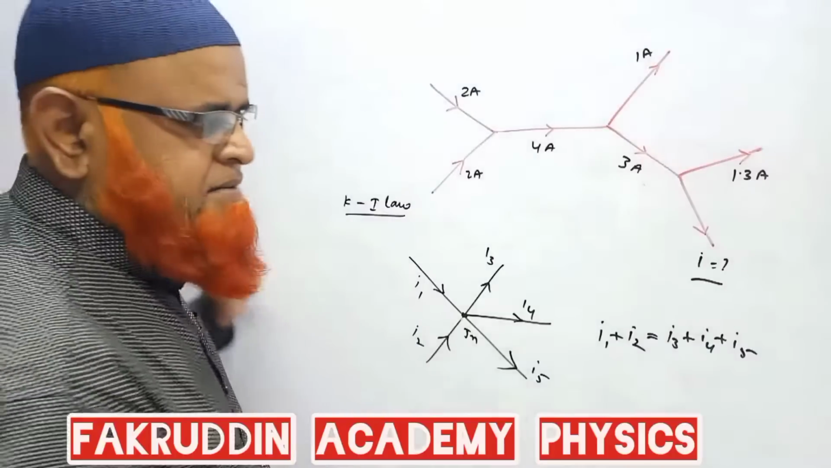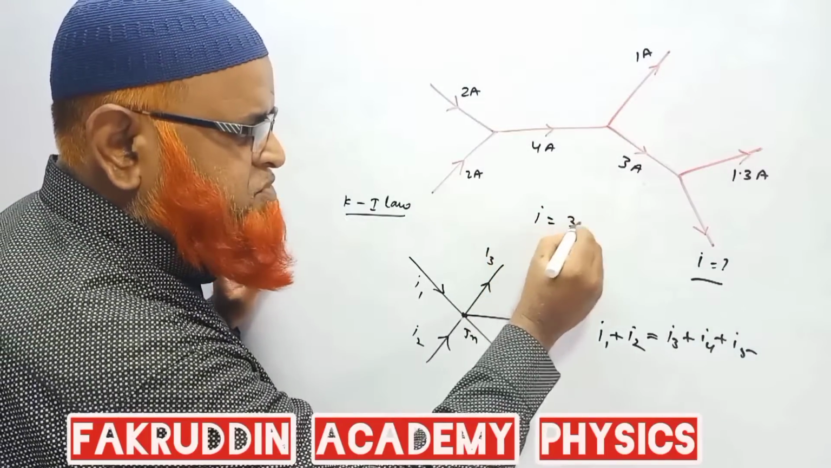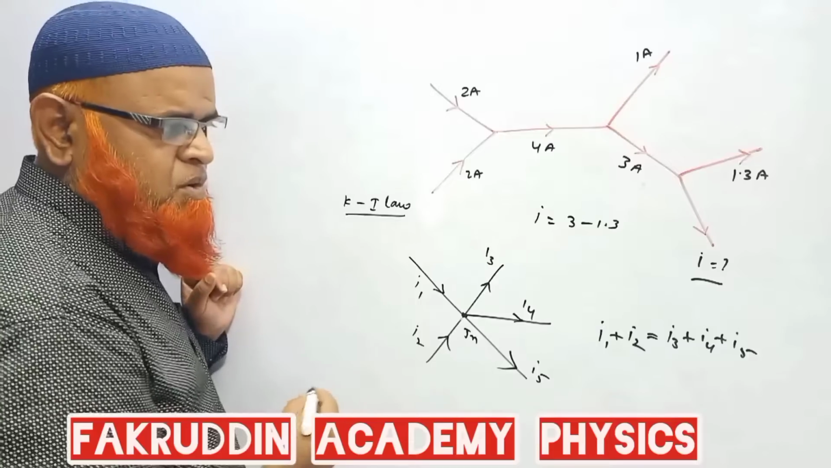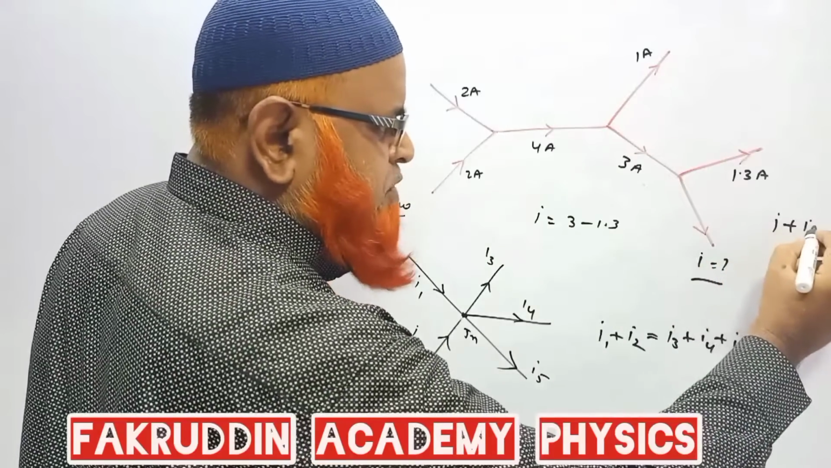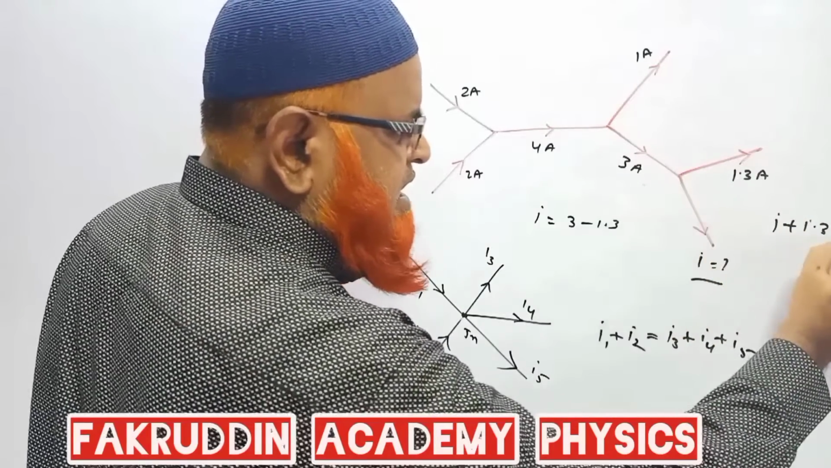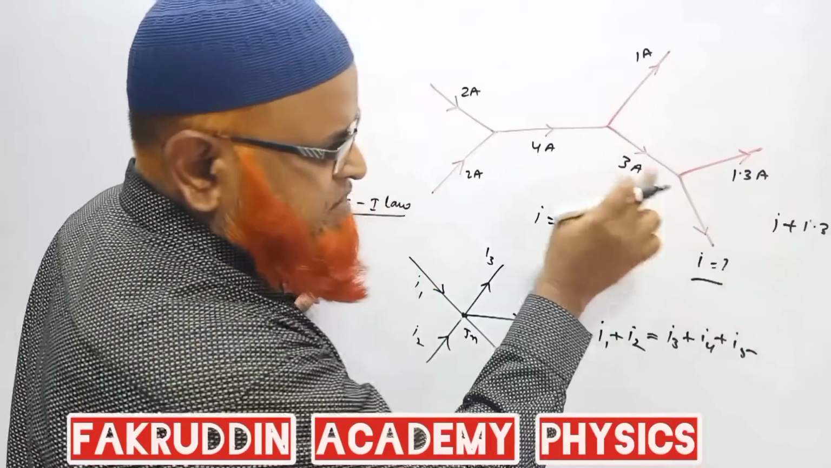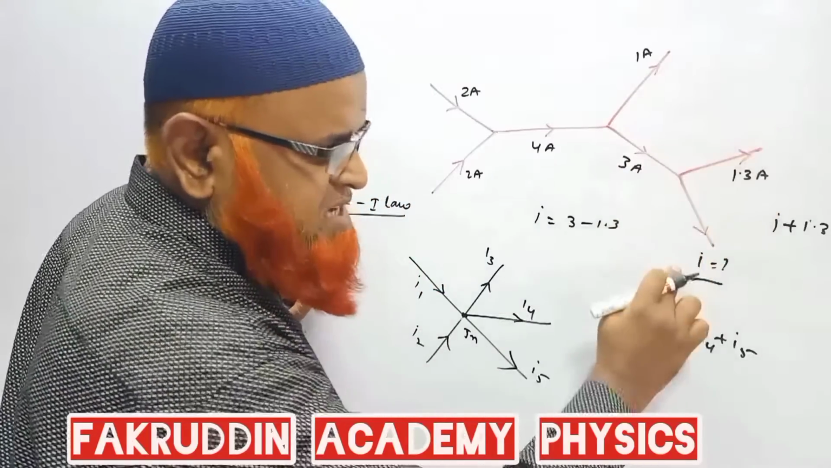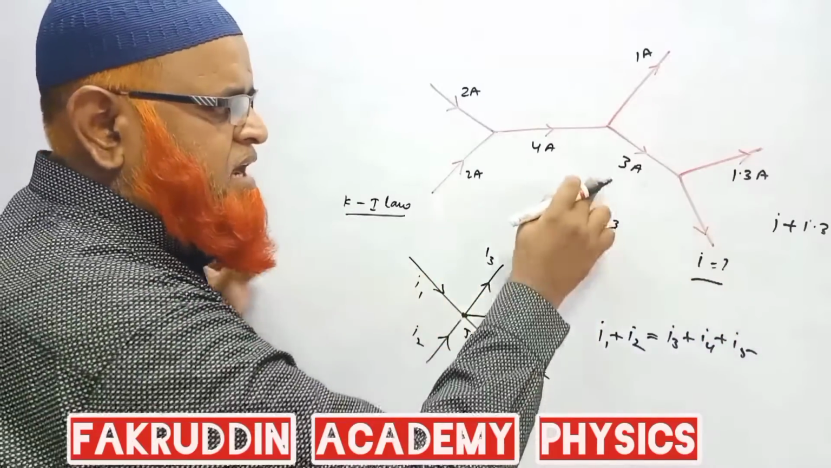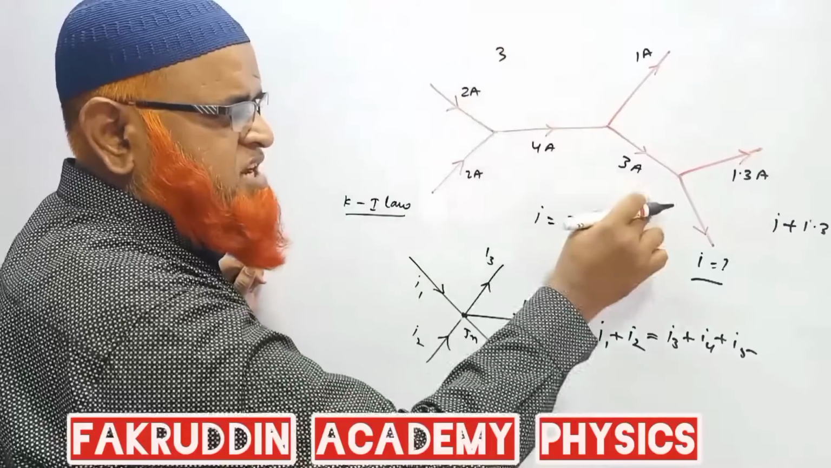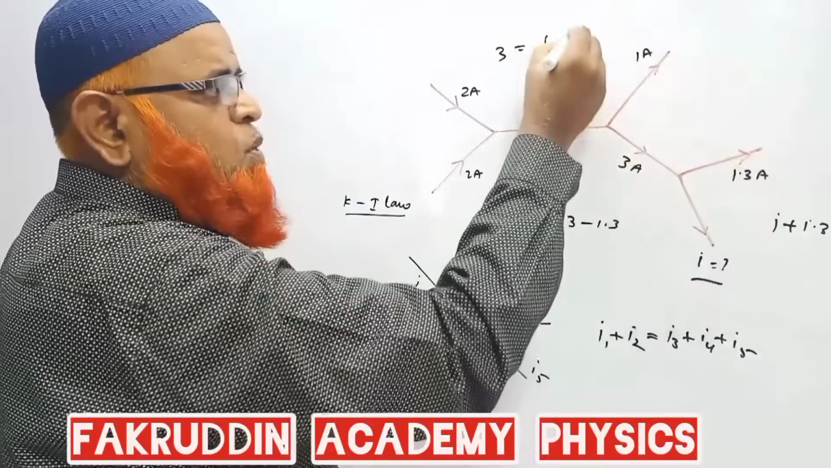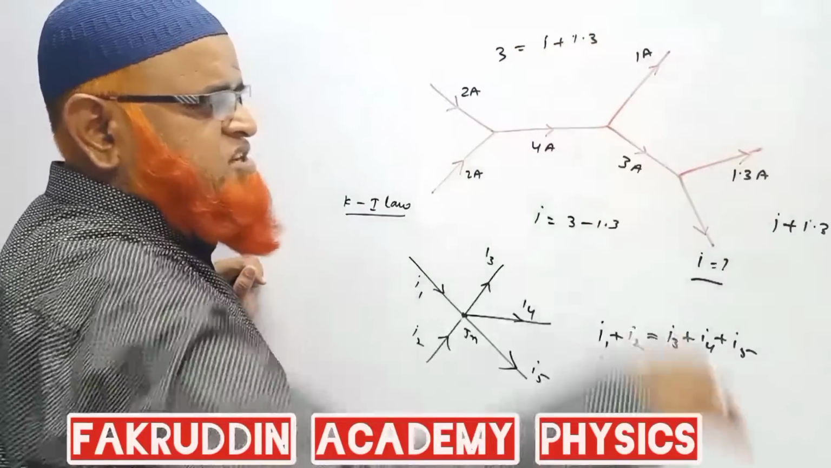What is this I then? So I is going to become 3 minus 1.3, isn't it? Why is it so? Because I plus 1.3 is going to be 3 amperes. The sum of the current meeting at the junction is equal to the sum of the currents leaving the junction. Meeting at the junction is 3, and I plus 1.3 is leaving the junction.